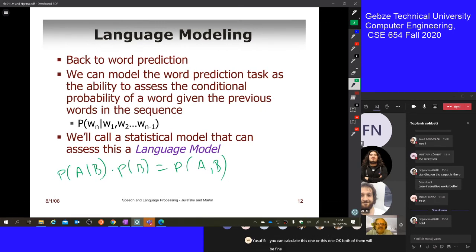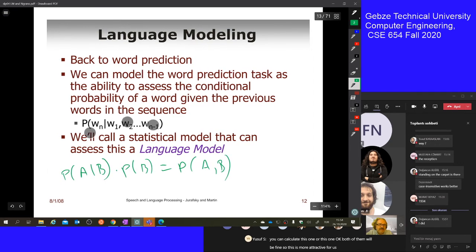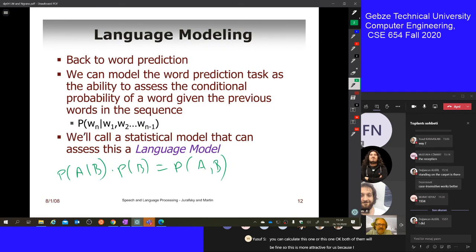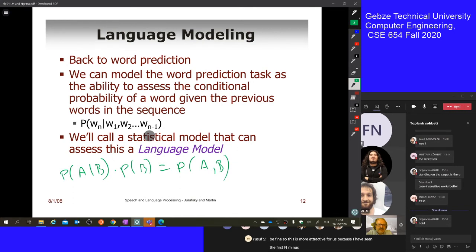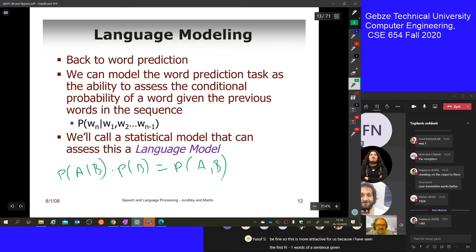So this is more attractive for us because I have seen the first n-1 words of a sentence. Given those, what is the probability of having this word at the end? Okay? Remember when I said I noticed three guys standing on, then I need to find a word. I need to find a word after that.